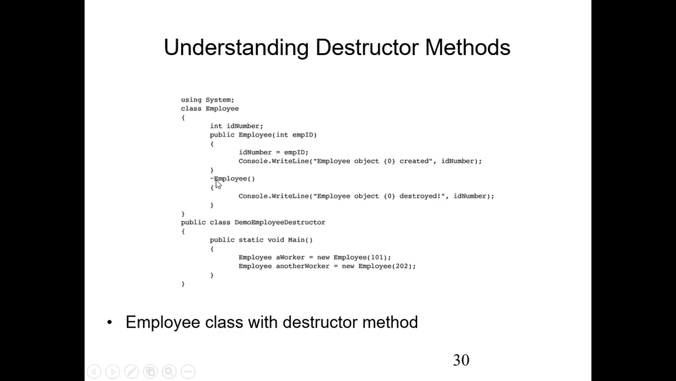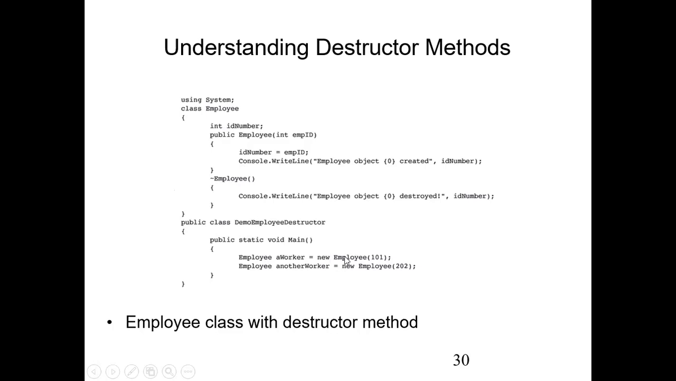Now, this is a destructor. We are saying this is a destructor because it again has the same name as the name of the class, and it's prefixed with a tilde, and it does not have any return type. So this is a destructor, which will simply display the message: Employee object, then the ID number, destroyed. Then we have another class here, which is the main method.